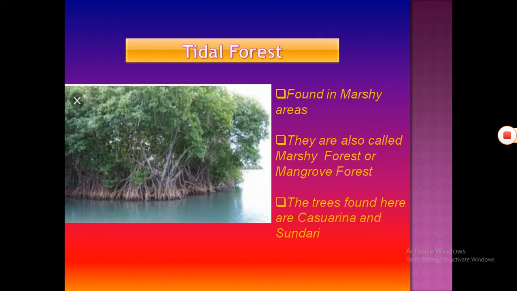Tidal forests are found in marshy areas and also they are called marshy forest or mangrove forest. The tidal forests are found in the delta areas of the Ganga, along the coast of Tamil Nadu and in some places along the coast of Kerala.